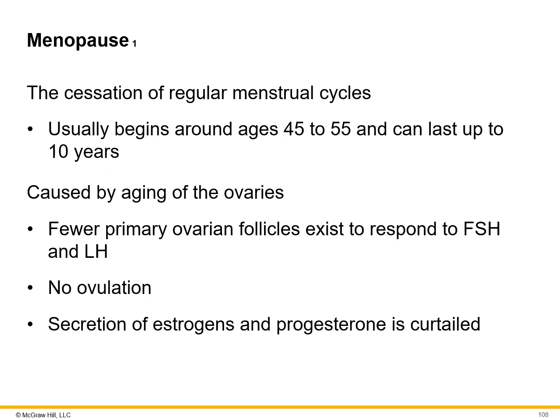Okay, menopause. That's when you no longer have regular menstrual cycles. It usually begins at 45 to 55. That's textbook. It could be sooner or a little bit later than that, and it can last up to 10 years. Menopause is caused by the aging of the ovaries. So you've got fewer primary ovarian follicles to respond to the follicle stimulating hormone and your luteinizing hormone, and your ovaries are no longer ovulating. So the secretion of the estrogens and the progesterone curtails, meaning it drops off pretty quick.